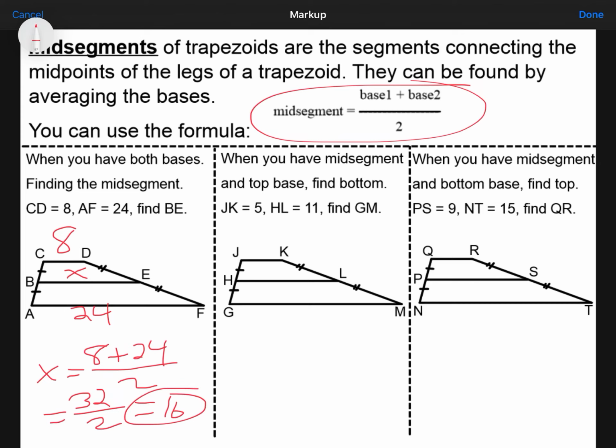For the second problem here, careful as you label the parts. This first part is 5. The second part is 11. GM, I could label that X. I'm just going to put Y so it's not the same letter as the first problem. But the formula is not add the two numbers and divide by 2. It's add the two bases and divide by 2, and that gives you the answer in the middle, which in this case is 11. Now, how do you solve this out?